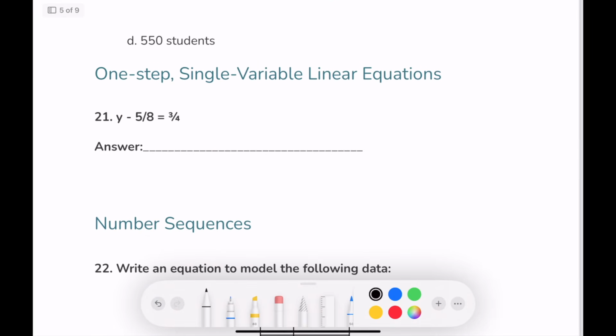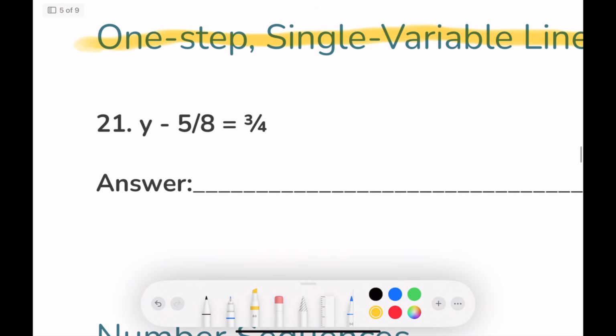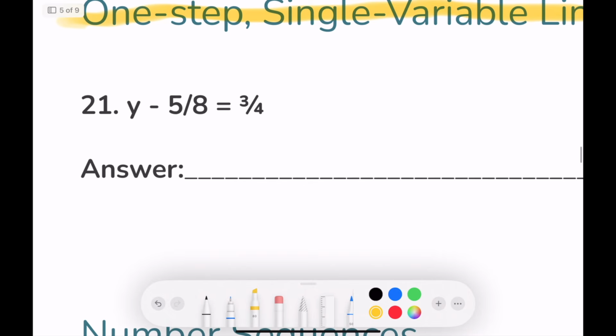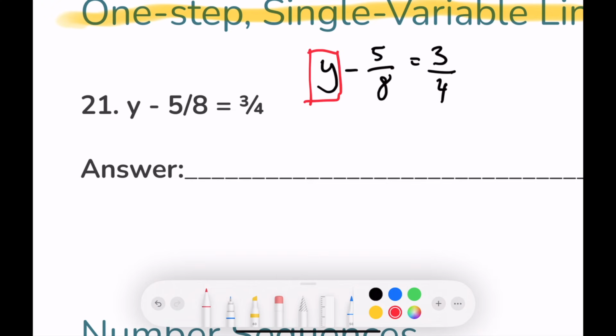Next up, we have single step, single variable, linear equations. Really long term, really complex for not being so difficult at all. So I personally like to just write it out. Again, y minus 5 over 8 equals 3 over 4. And what we need to do is isolate this y right here.